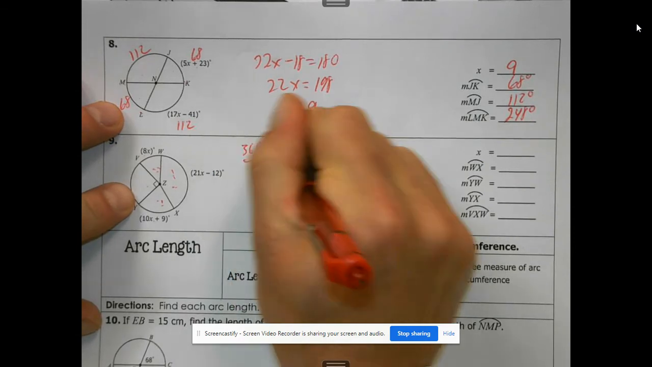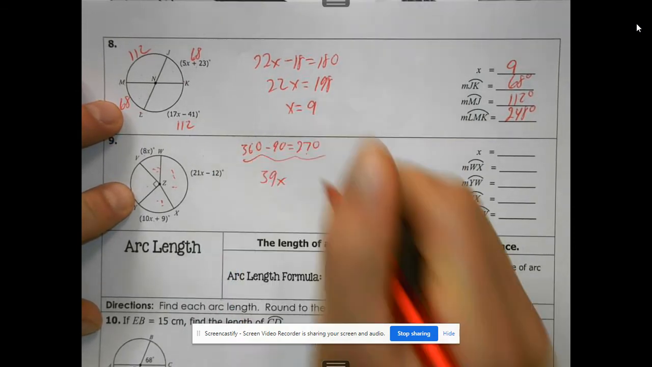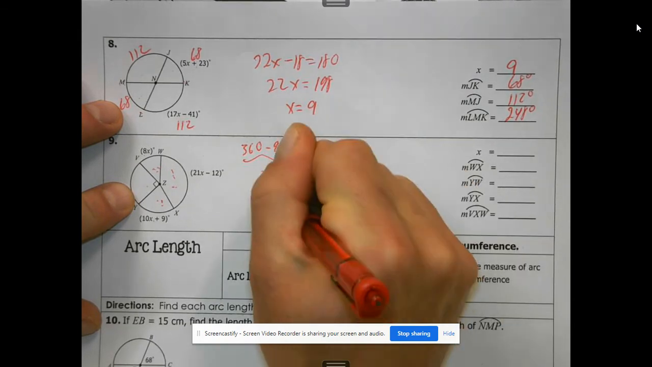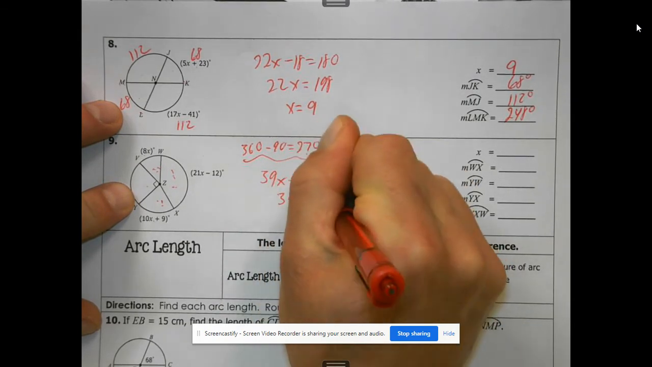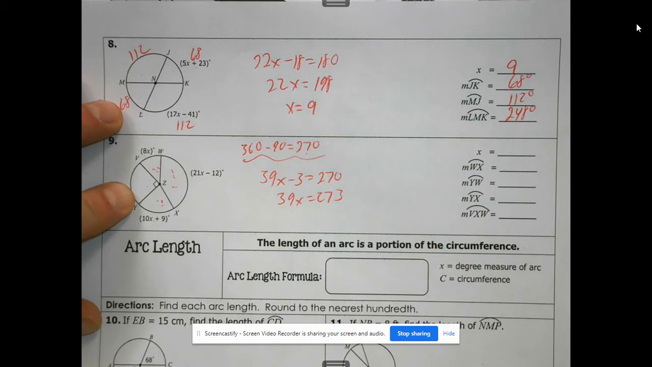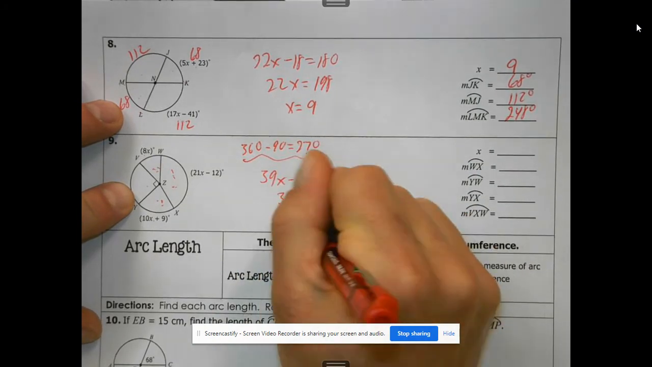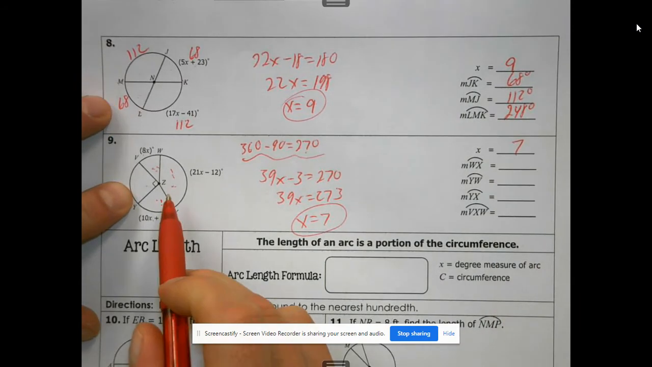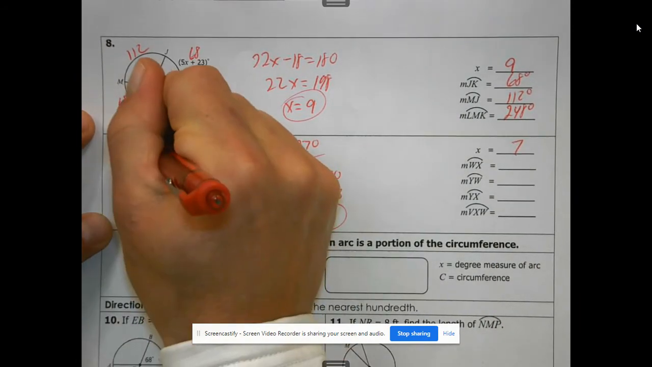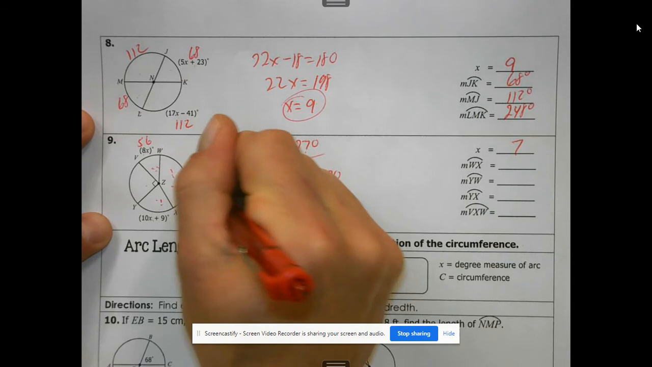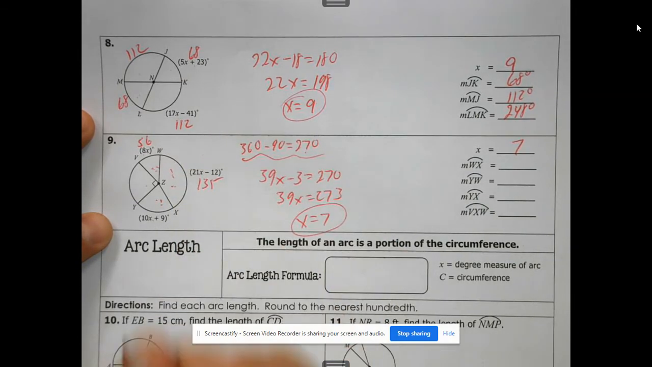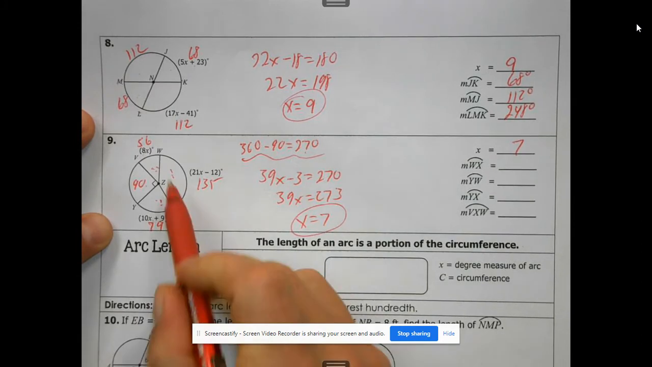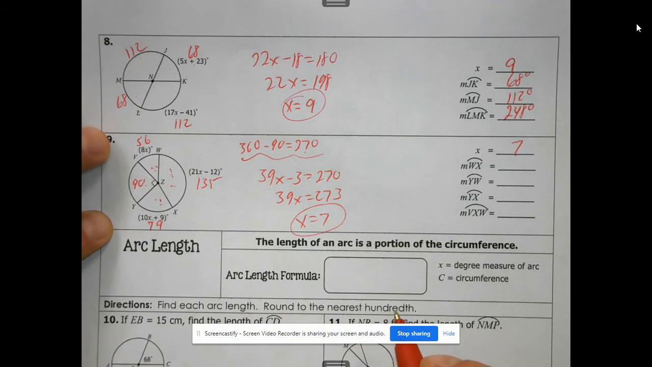You have 39 x's. Constants comes out to be negative 3 equals 270. Add 3, divide by 39, x comes out to be 7. Plugging it back into all three of the pieces, this gives you 56. This is 135, and the bottom is 79, and we know we've got the 90 over here. If you add all four of those up, you get 360.